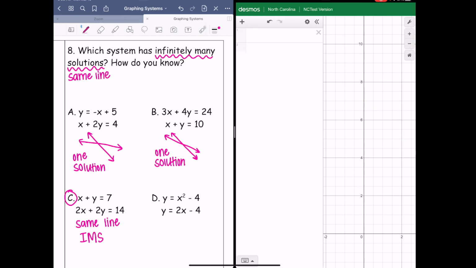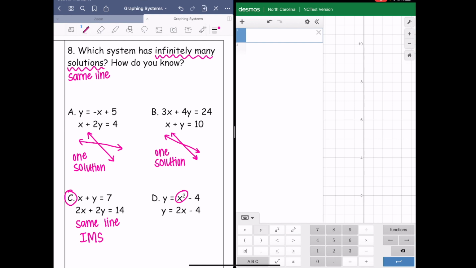Okay, notice that D is a quadratic, and if we have a quadratic and a straight line, they're either going to cross once, they're either just touch one time, they're either going to cross potentially twice, or they're not going to cross at all. But they can never be the exact same line because one is a U shape and one is a straight line, and those can't overlap one another every single time. All right, so let's just see what this one looks like.